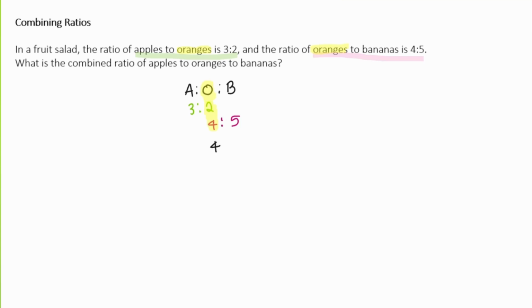And all we now have to do is rewrite these individual ratios by making the part of the orange equivalent to 4. So with the first ratio, we need to look at what we have done to the 2 in order to make it 4, and we have multiplied it by 2. We therefore have to multiply the 3 by 2 as well to make it 6. In the second ratio, we've done nothing to our 4, we've kept it the same, and we would therefore also keep the 5 the same. We now have the combined ratio of apples to oranges to bananas, which is 6:4:5.